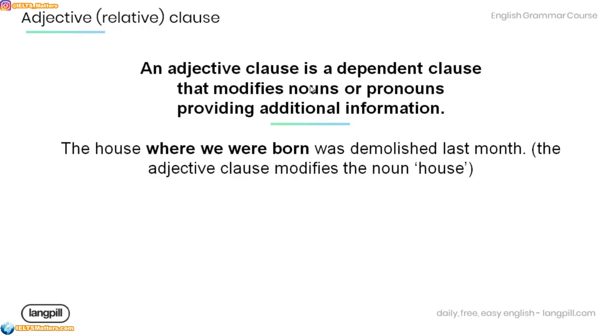An adjective clause is a dependent clause that modifies nouns or pronouns, providing additional information. Have a look at the example over here. The house where we were born was demolished last month. Now, the adjective clause in the sentence, where we were born, modifies the noun house.